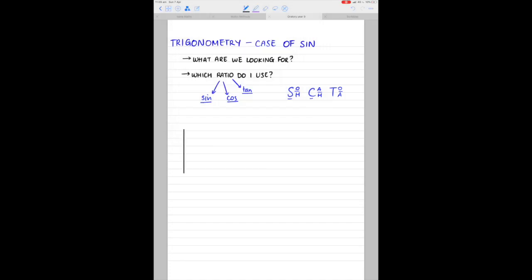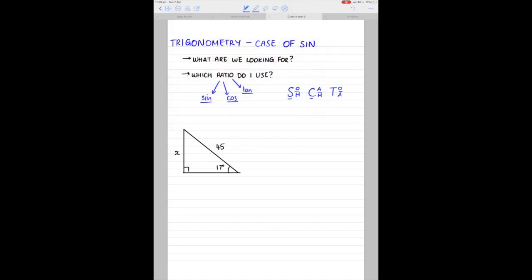Say that I have a right angle triangle. So I've got my classic right angle there. I've got an angle of, let's say, 17 degrees. I have a hypotenuse of 45 and I don't know what this side is.